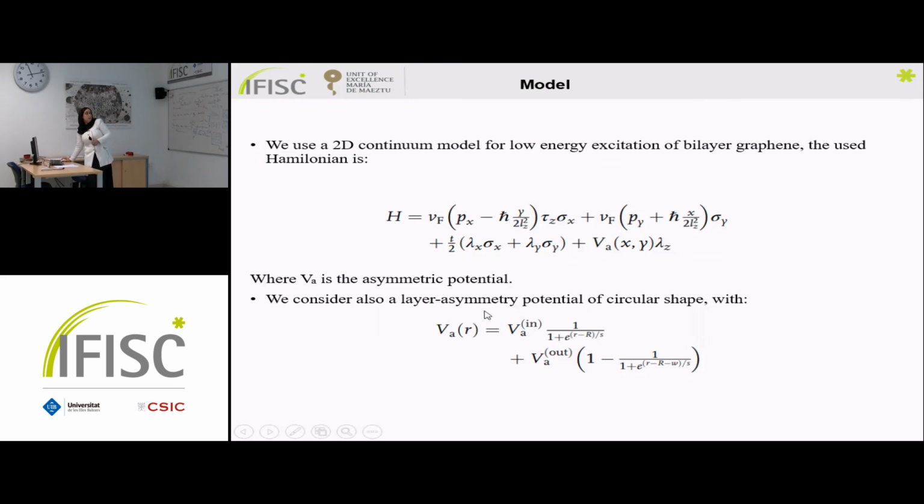We consider a potential of circular shape because we now discuss the case of a dot or a ring. So we use this circular formula with VA in representing the inside potential and VA out representing the outside potential. Here R and W represent the radius and the width, the parameters that we use, and S here represents the diffusivity. The diffusivity means the smoothness of the potential, and we choose a value of 12.5 nanometers because it's a realistic value that experimentalists can use for the model.